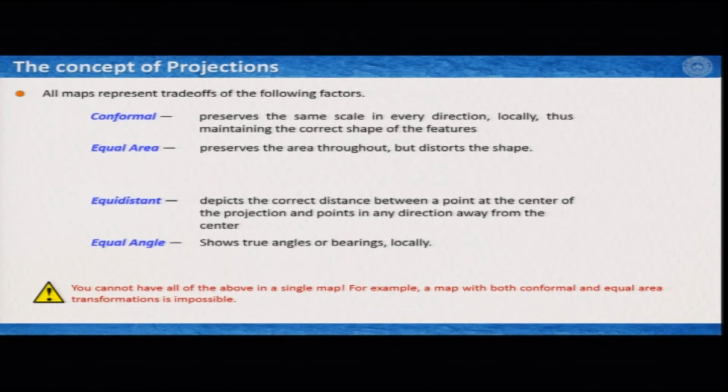In an equal area map, you preserve the area, but it distorts the shape, and in equal angle you keep all the angular relationships equal to the projected map. Now, it is important to understand here that you cannot have all of this, conformal mapping, equal area mapping, equidistant mapping, and equal angle mapping, in a single map, because though they are somehow related, you cannot project them together.